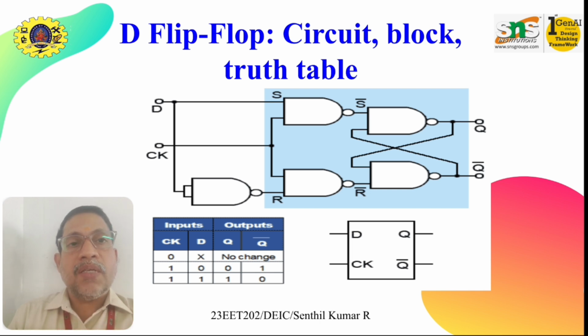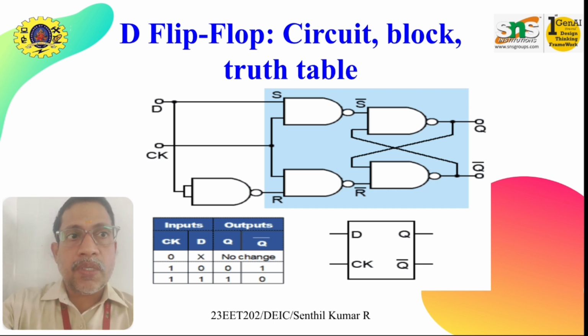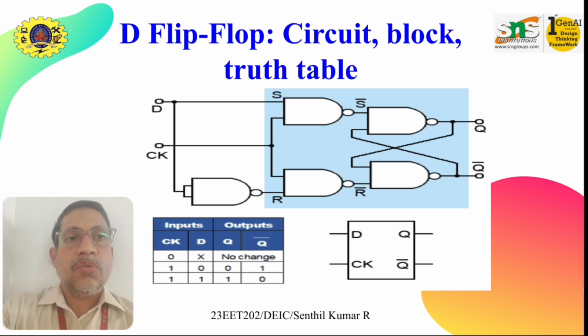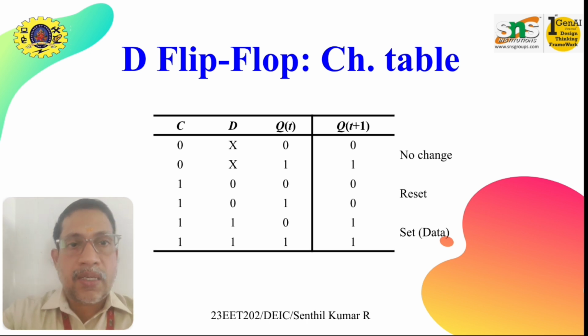Similarly, for the next input, when D is 1, which means the set is 1 or otherwise R is 0. When set is 1, as per the SR flip-flop, the output is 1. See here, the Q is 1. This is the truth table, and let me discuss the excitation table or the characteristics table here.